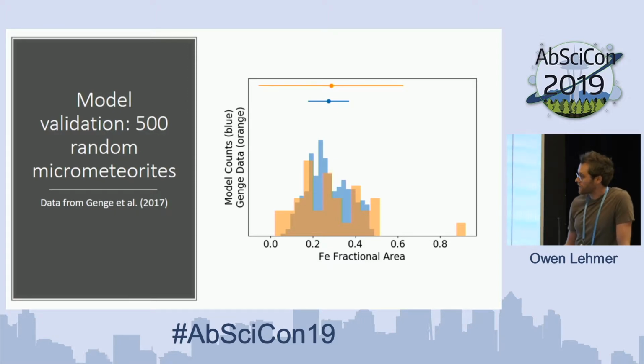And then we can compare that to modern micrometeorite data, which is shown in orange, collected from Antarctica, and you'll see that we do a pretty good job of reproducing the distribution and the mean of our model, and the data mean agree quite nicely. So the next step then was to apply this to the Archaean.